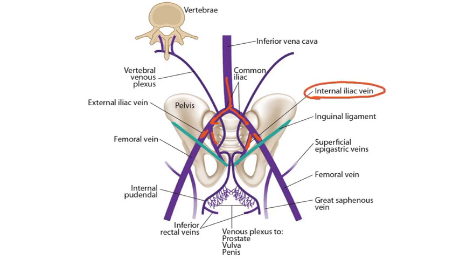Branching from the internal iliac veins are the internal pudendal veins, which is labeled right here. And you can see that extending from the internal iliac and coming down. From there, you can also see a venous plexus to the prostate, the vulva, and the penis. And you can also see branching from the internal pudendal vein, the inferior rectal veins.